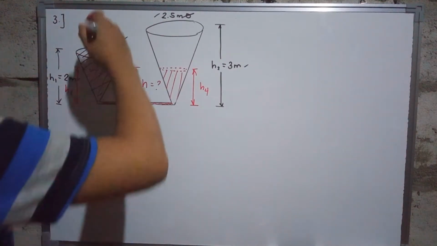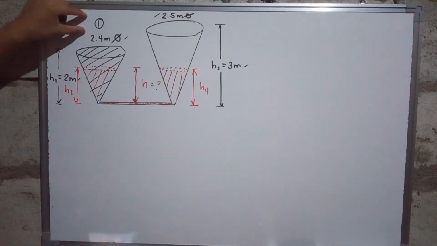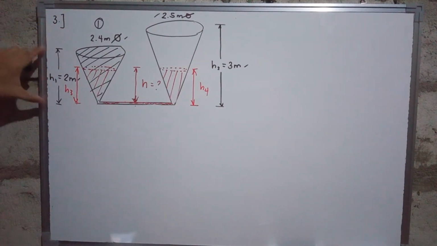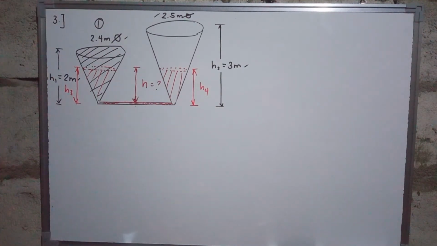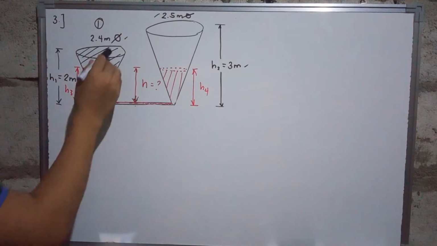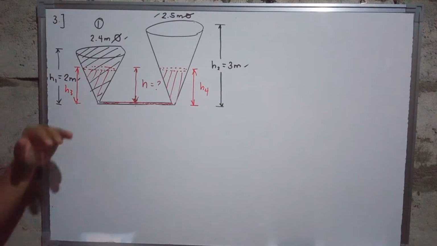So, let's say na ito yung cone 1 natin. So, yung cone 1 daw natin has an altitude of 2 meter and at the same time, meron siyang diameter na 2.4 meter. Initially, full of water, which is denoted by yung mga naka-shade natin na kulay black. So, full of water yan.